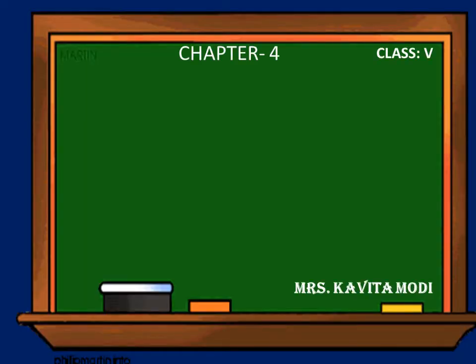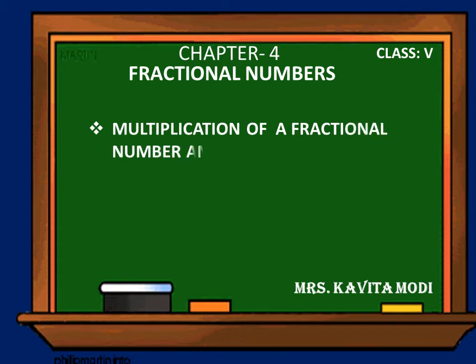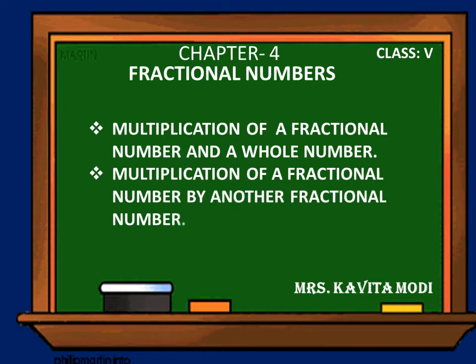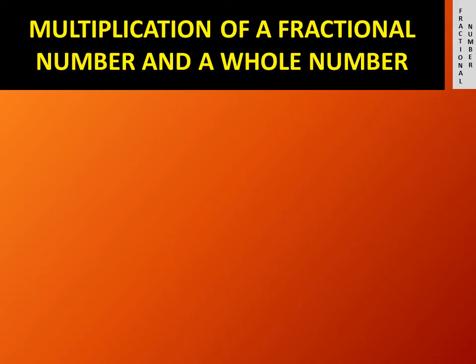Today we are going to continue chapter 4, fractional numbers. In this chapter our topics are multiplication of a fractional number and a whole number and multiplication of a fractional number by another fractional number. Let's start with multiplication of a fractional number and a whole number. When we multiply a fraction by a whole number, the numerator of the fraction is multiplied by the whole number and the denominator does not change.